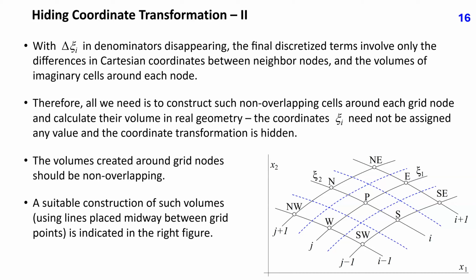With delta psi I in denominators disappearing after the whole transformed conservation equation is multiplied by the product of grid spacings delta psi 1, delta psi 2, as explained in the preceding slide, the final discretized terms involve only the differences in Cartesian coordinates between neighbor nodes and the volumes of imaginary cells around each node. Therefore, all we need to do is to construct suitable cells around each grid node and calculate their volume in real geometry. The coordinates psi I need not be assigned any value, and the coordinate transformation is hidden.